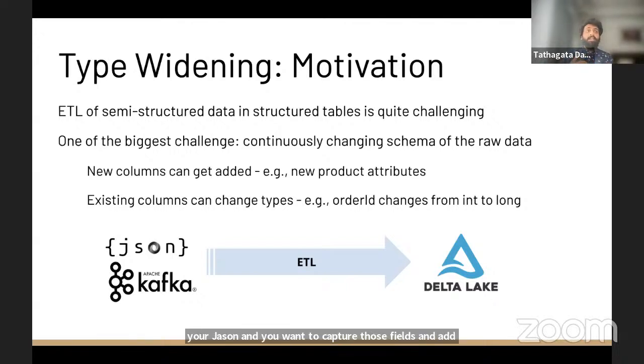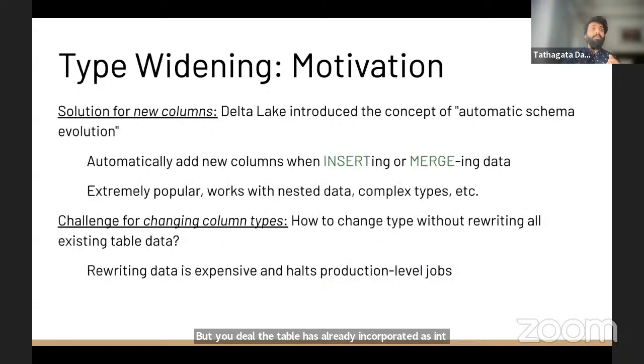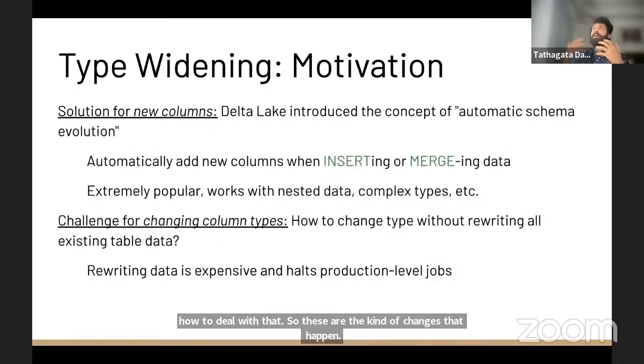And then similarly, the existing column types can change. For example, your products' order ID. Earlier, it was a small number, int was sufficient. Then the order ID grows, it now needs a long. But your Delta table has already encoded it as int. How to deal with that? So these are the kinds of changes that can happen, and we have to be able to handle those.